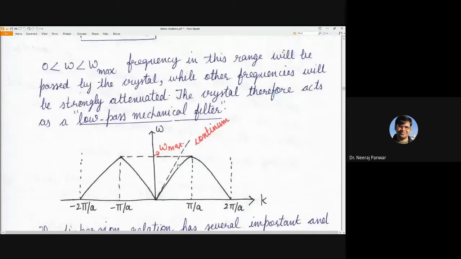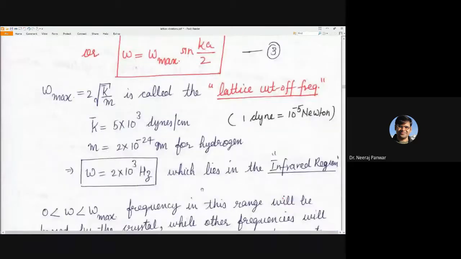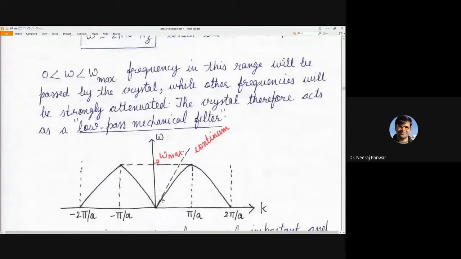And this is how, because we have the sine term, if we consider it in the periodic zone scheme, it will be repeated like this.